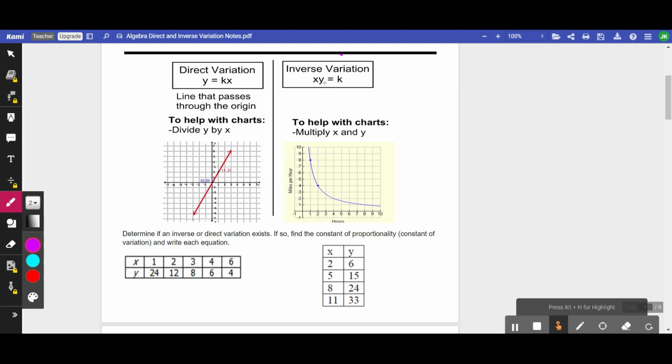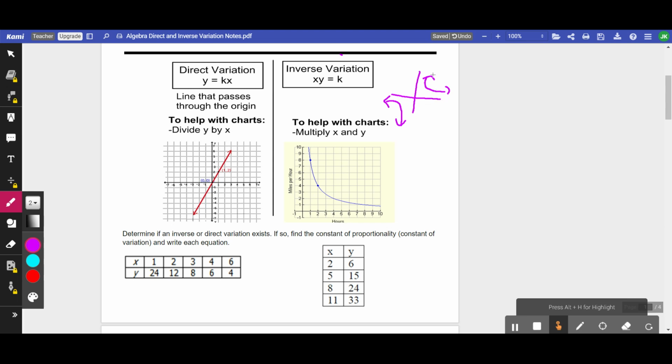For the inverse variation, the equations are xy equals k. And this is what your graph will look like here. Sometimes you may have two different parts. You could have one of these in two opposite quadrants, so you could have something like this, and then something like this in the other opposite quadrant, and this would still be inverse.